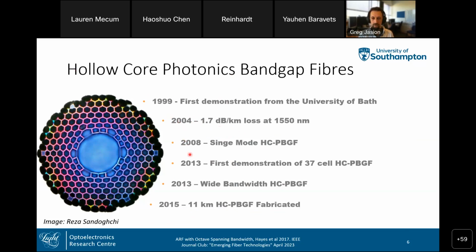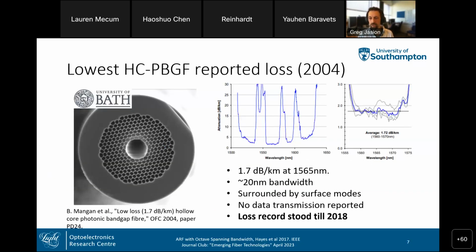Since then, there have been other achievements: single mode transmission, larger pore structures, and wide bandwidth examples, as well as an extremely long 11 kilometer example. But this is not about hollow core photonic band gap fiber. This is about the alternative technology, which is anti-resonant fiber. But before we go on, I'll just mention briefly this low loss result.